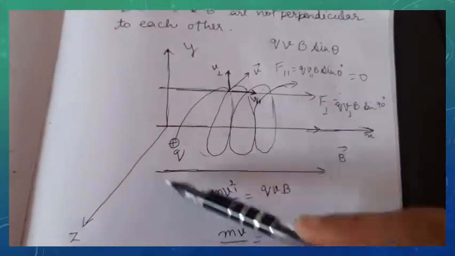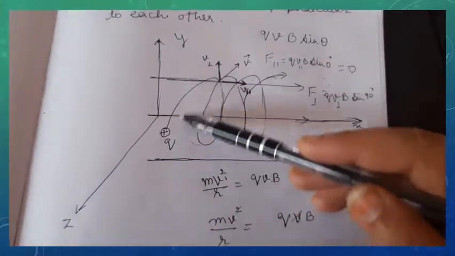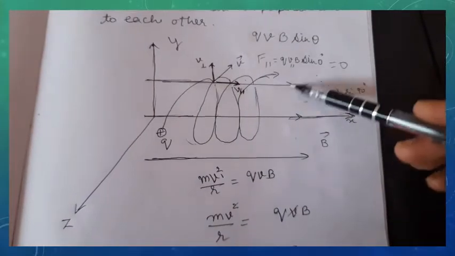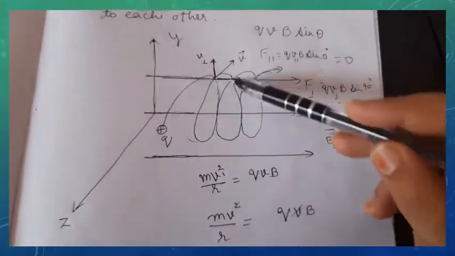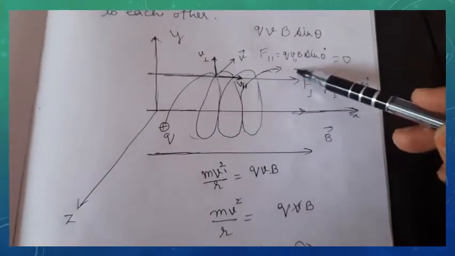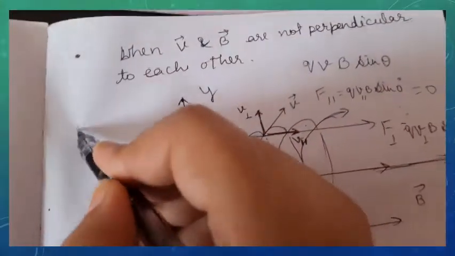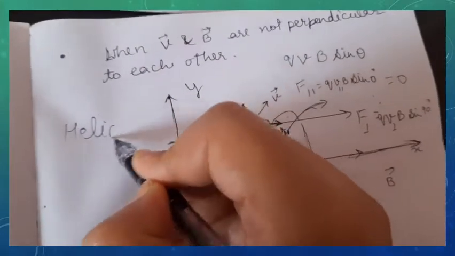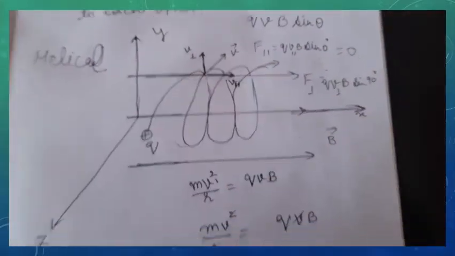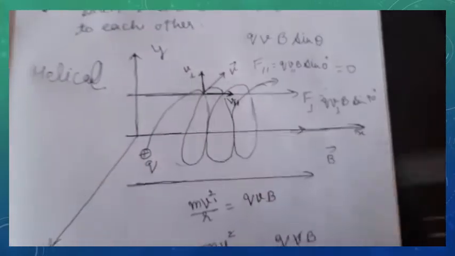So in the combination of these two motions, the charge is moving in a circular path as well as moving continuously forward. So it results in a circular path plus moving forward. The resultant motion is helical motion. So the motion of the charge in such a condition is helical motion, which has been shown in the diagram.